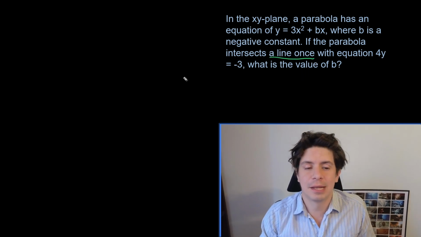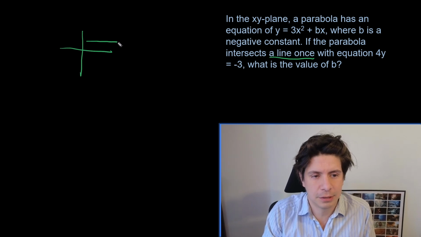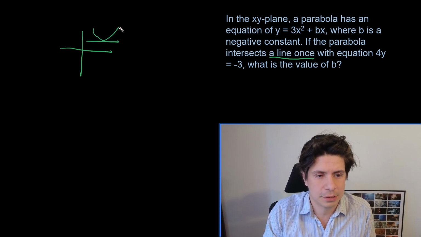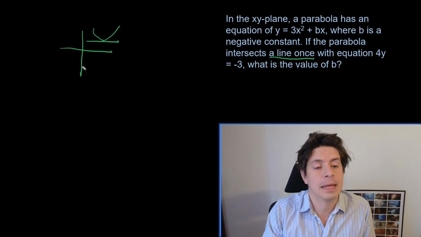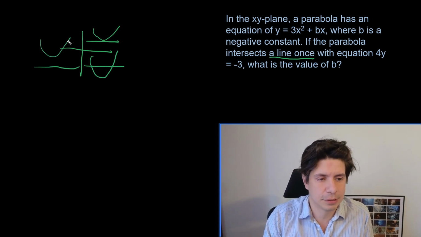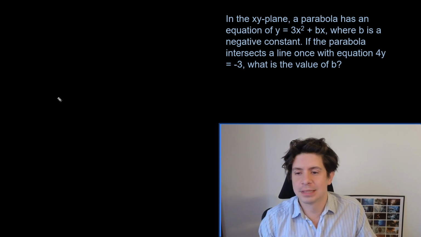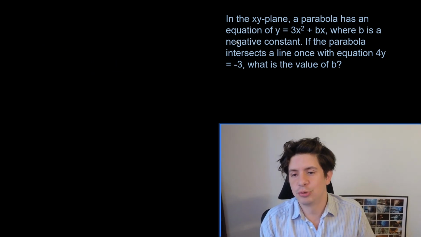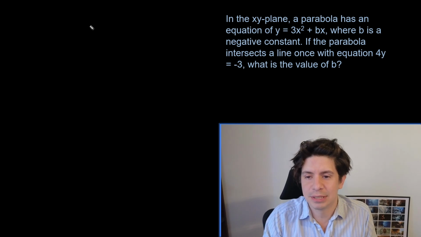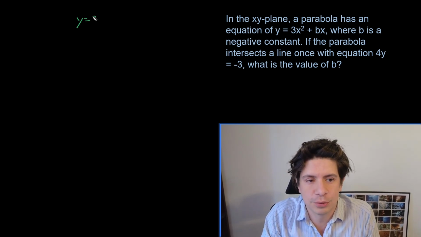So a parabola and a line can intersect either once. Let's say we have a line here, and then the parabola crosses it. That's okay. Or we could have something where it crosses twice, or we could have something where it never crosses, right? So here it tells us it intersects once, so the vertex is at the same point. So what you can do is set these two equations equal to each other and then solve for b. So we're going to have y equals 3x squared plus bx.